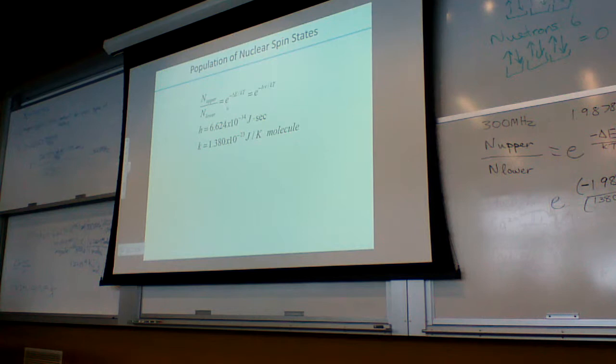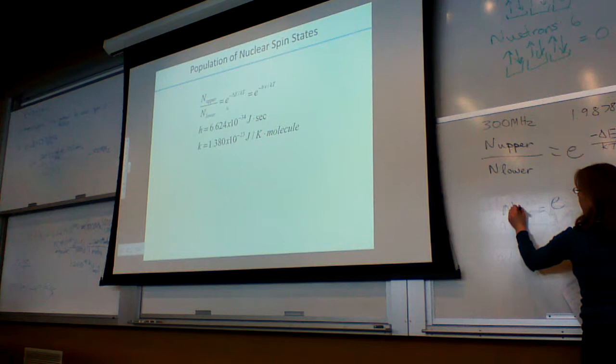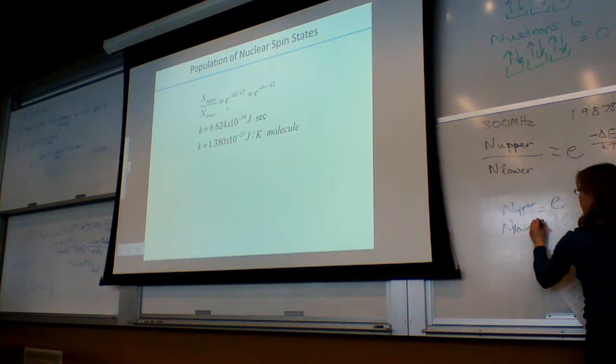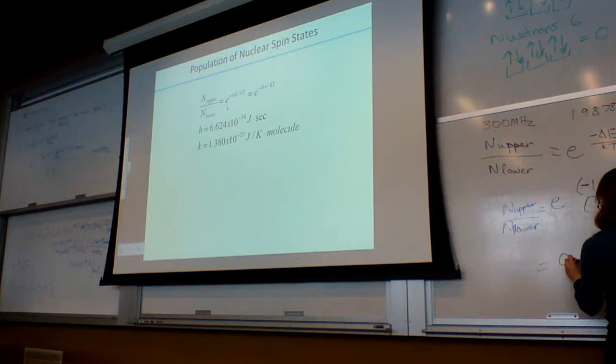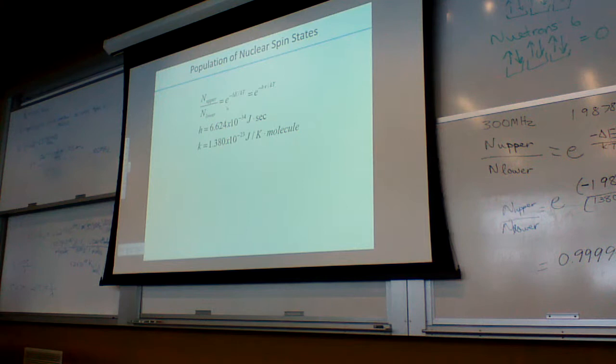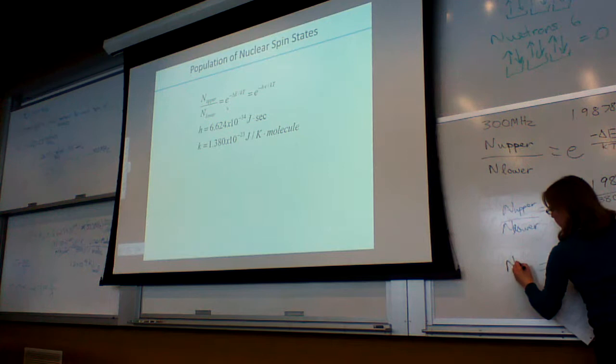So when we calculate this all out, we are going to see that the N upper to N lower ratio is 0.99952. And I probably did a little bit of rounding, but I messed up my numbers when I was doing the calculation in my calculator.